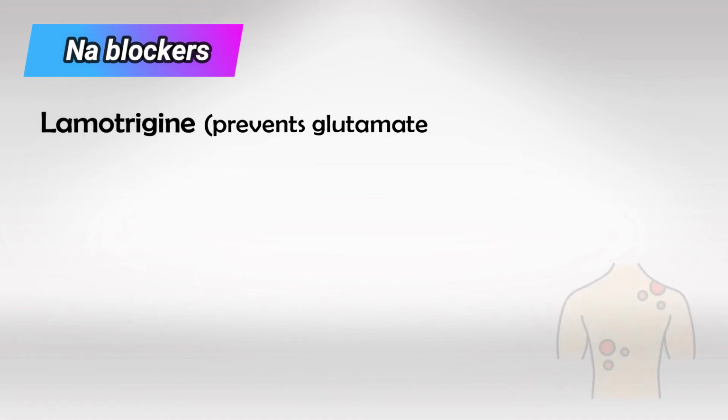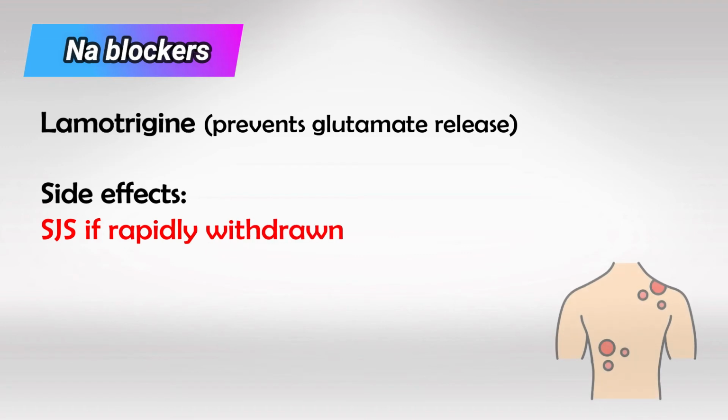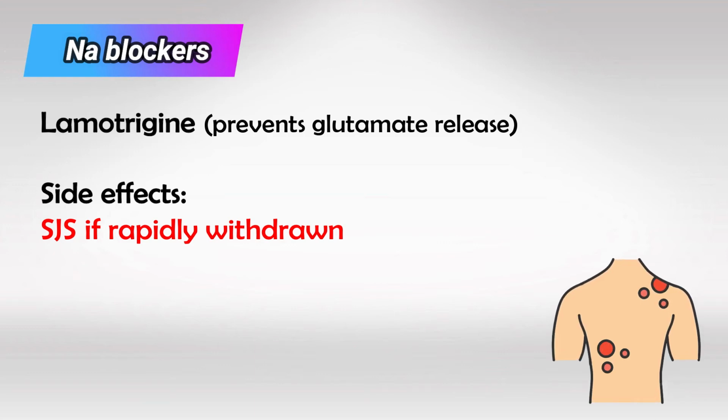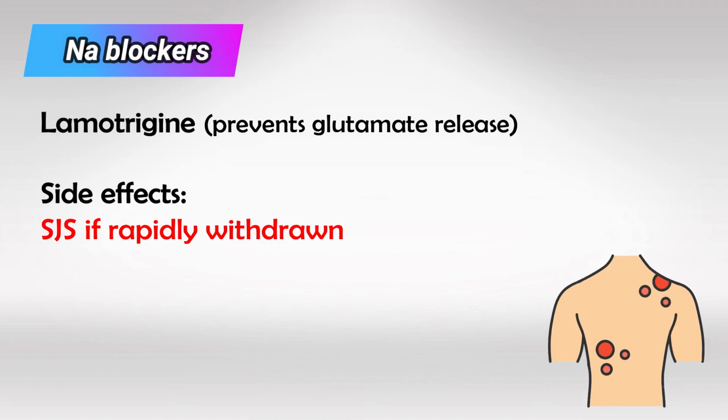The third and final sodium channel blocker is lamotrigine. It blocks sodium channels and prevents the release of glutamate. The medication can cause Stevens-Johnson syndrome only if it was withdrawn rapidly. So unlike other medications which can cause Stevens-Johnson syndrome with the use, this medication causes it with the disuse. So you have to taper it very slowly.